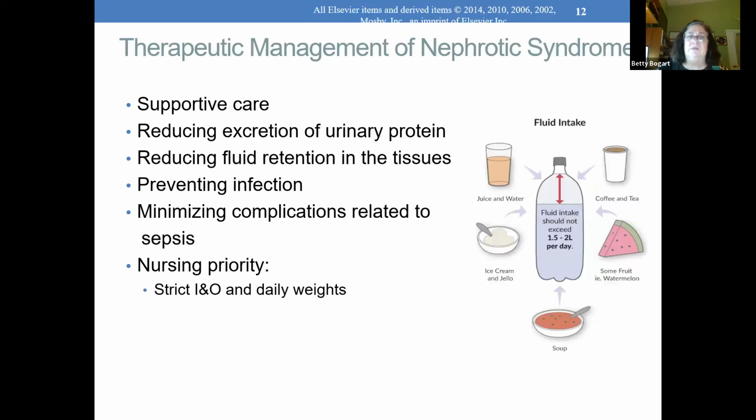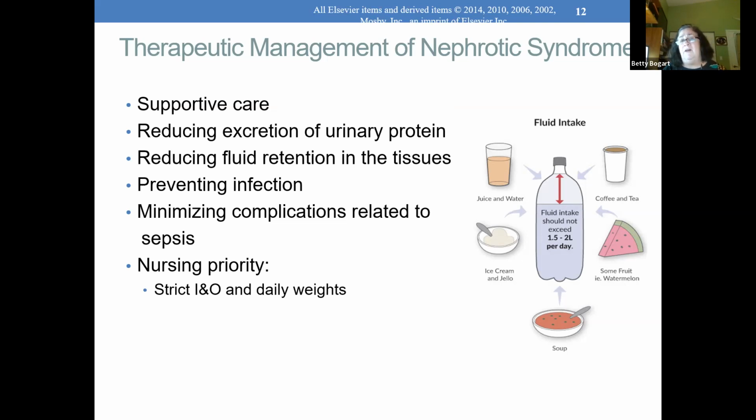So we need to reduce the excretion of urinary protein. We need to take the steroids, as said. We need to reduce the fluid retention. So we're going to be monitoring how much fluid we take in. The amount is going to be really lowered, so it's going to be restricted. And then we're going to be monitoring the salt that's going into this child. Anything that can cause fluid retention, we're going to do the opposite to make sure that we are getting rid of as much fluid as we possibly can.